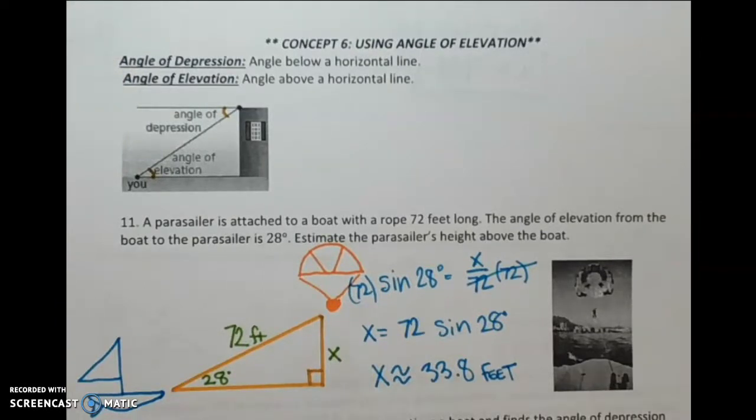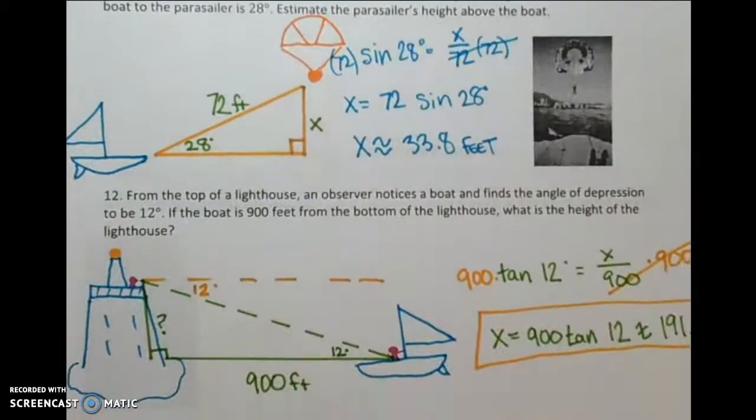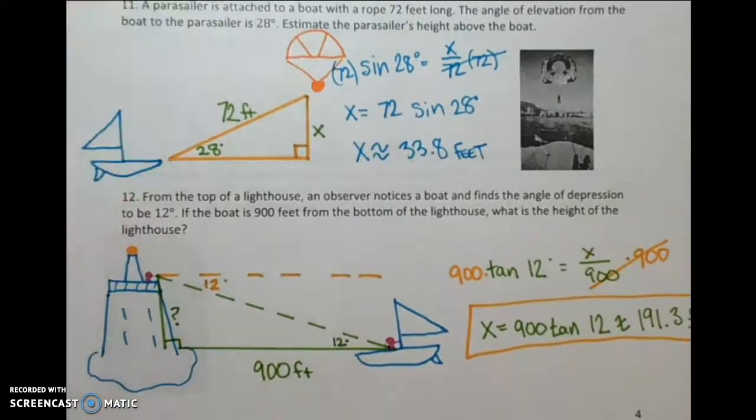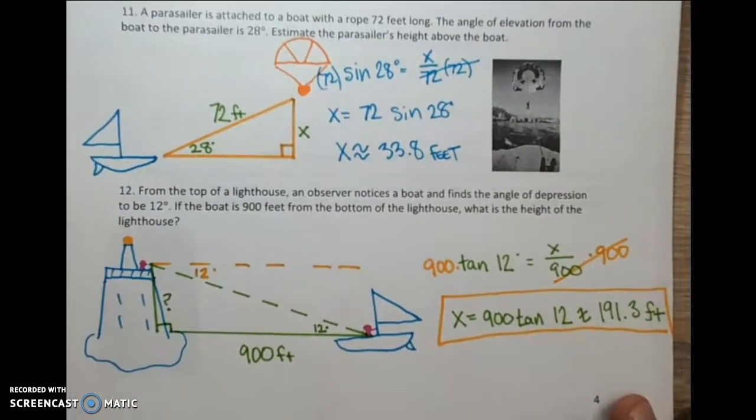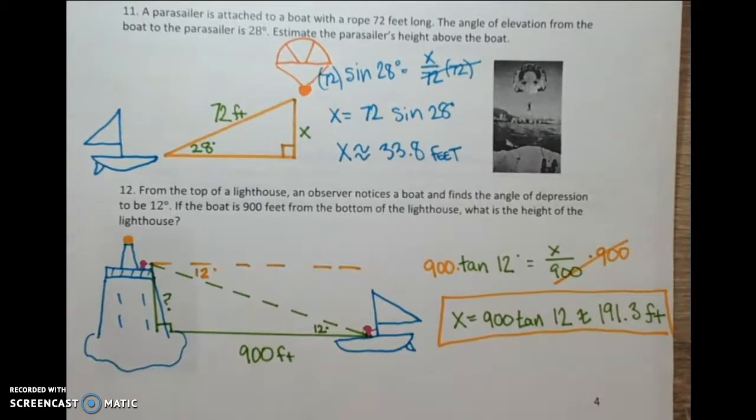Alright, we've got one more problem, number 12. Go ahead and give that one a shot. Please pause now, take your time, and I will show you the answer. Alright, so the height of the lighthouse is 191.3 feet.